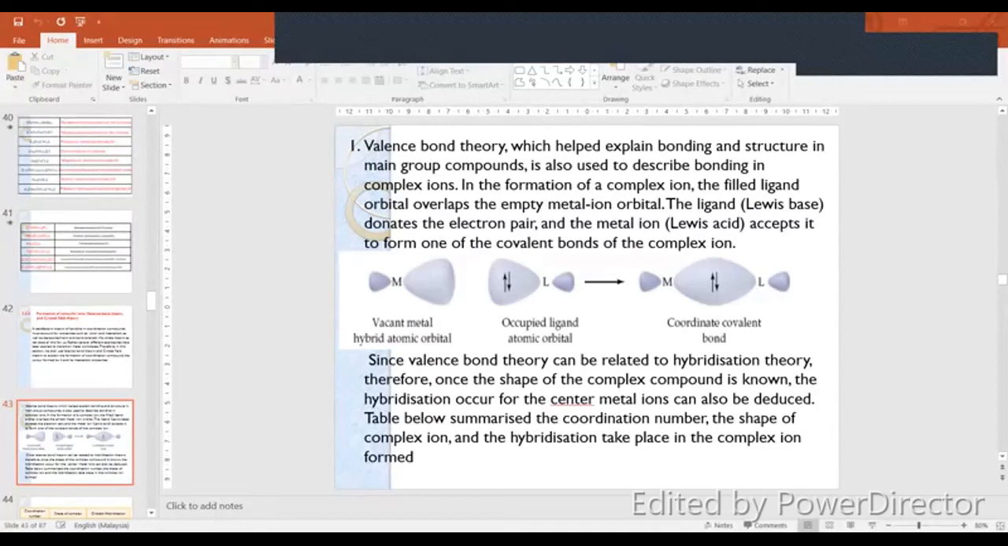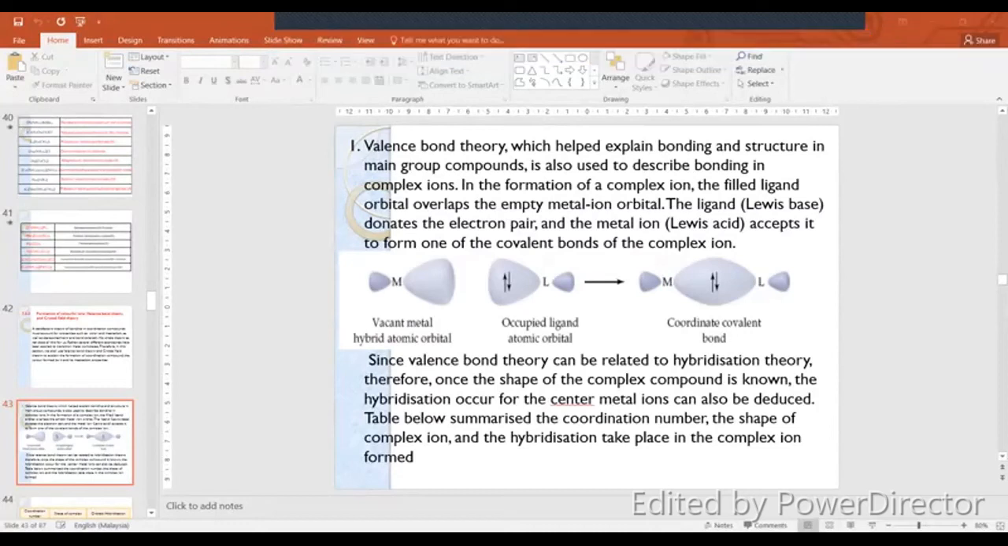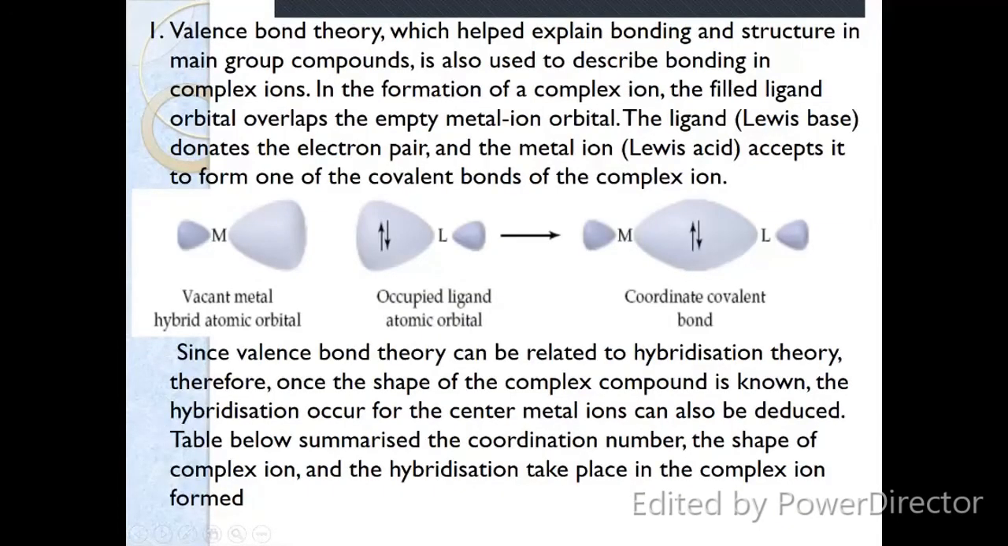Valence bond theory, which helps explain the bonding and structure of main group compounds, is also used to describe the bonding in complex ions. In the formation of a complex ion, the ligand orbitals overlap with the empty metal ion orbitals. The ligand, which acts as a Lewis base, donates the electron pair, and the metal ion, which acts as a Lewis acid, accepts it to form a covalent bond in the complex. Since valence bond theory can be related to hybridization, once the shape of the complex is known, the hybridization occurring in the central metal ion can also be deduced. The table below summarizes the coordination number, the shape of the complex and the hybridization.